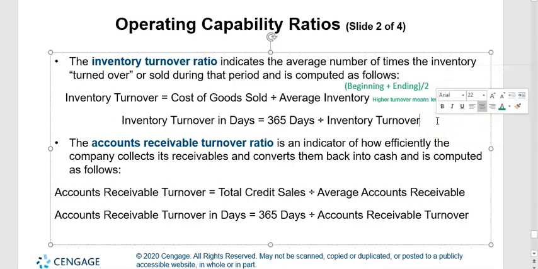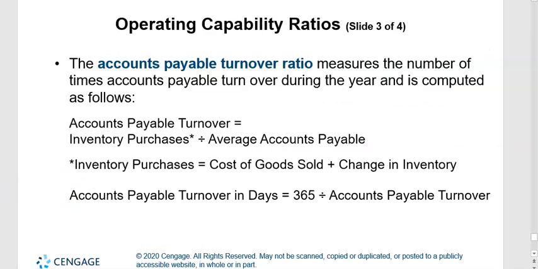The accounts receivable turnover ratio looks at how fast the accounts receivable are being collected. Once again, a higher turnover means fewer days to collect. The accounts receivable turnover is your total credit sales, only sales on credit, divided by your average accounts receivable. It's the same thing: beginning plus ending divided by 2 is your average. To find out how many days that is, it's the 365 days of the year divided by the turnover. You would like it to be a lower number. The lower, the better. That means you're collecting your receivables faster.